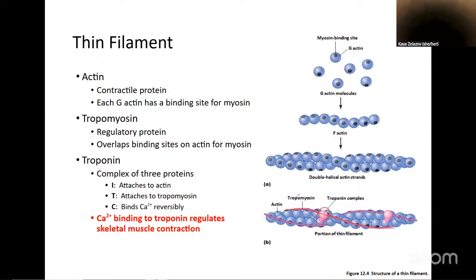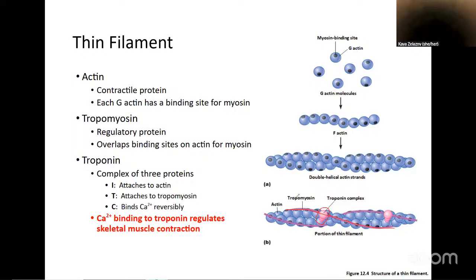So what we're going to do, if we want to contract a muscle, is we're going to have to move that tropomyosin off of those binding sites, right? So in order to contract our sarcomeres, what we're actually going to be doing is pulling the thin filaments in towards the center of the sarcomere. So we'll be sliding the sarcomere shorter. And to do that, the myosin is going to have to grab onto that. But we can only do that if these binding sites are exposed.